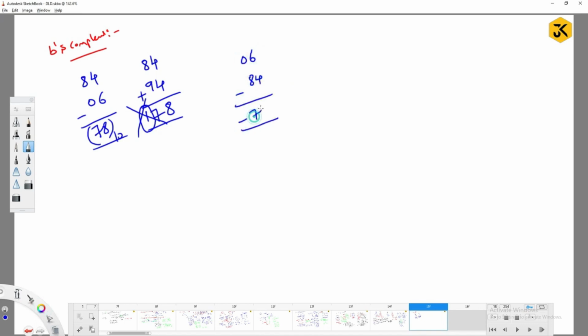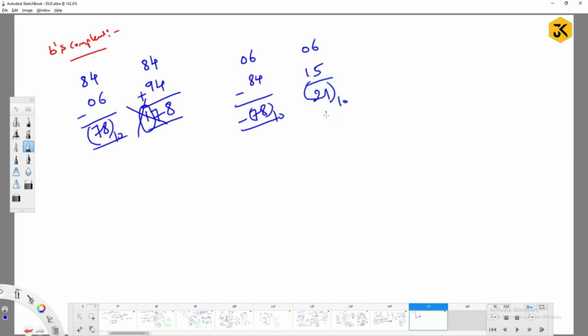You are going to get minus 78 in base 10. 06 is as usual. For 84, we need its complement, which means the 10's complement. The 9's complement is 15, so the 10's complement is 16. Adding gives 21, which is not our expected result.